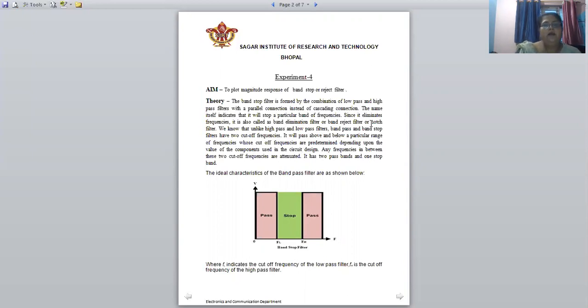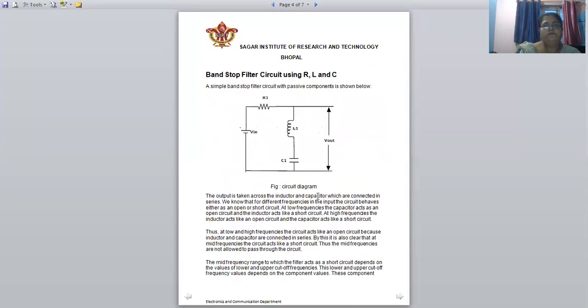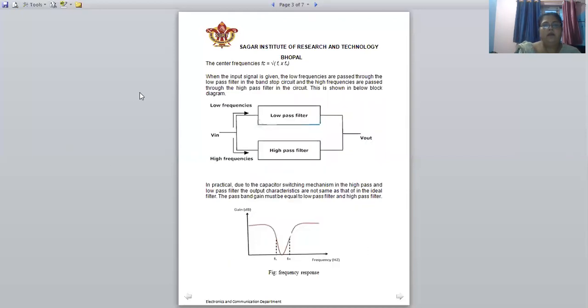We know that high pass and low pass filters, band pass and band stop filters have two cutoff frequencies. It will pass frequencies above and below a particular range whose cutoff frequencies are predetermined depending upon the values of the components used in the circuit design. Any frequencies in between these two cutoff frequencies are attenuated. It has two pass bands and one stop band. The center frequency Fc is defined as the geometric mean of Fl and Fh.